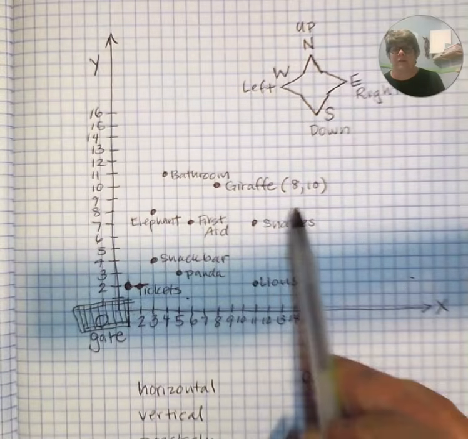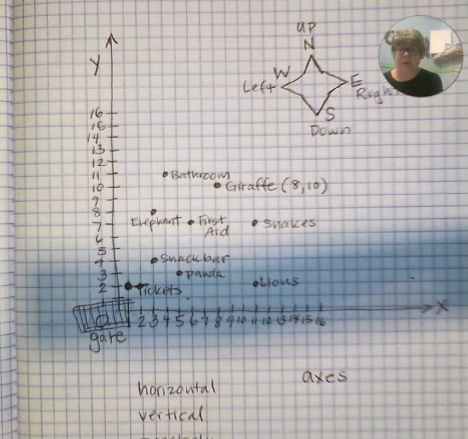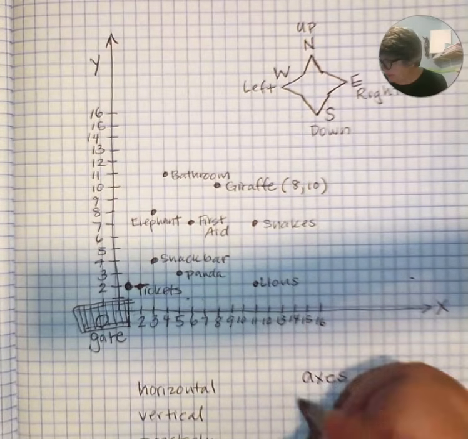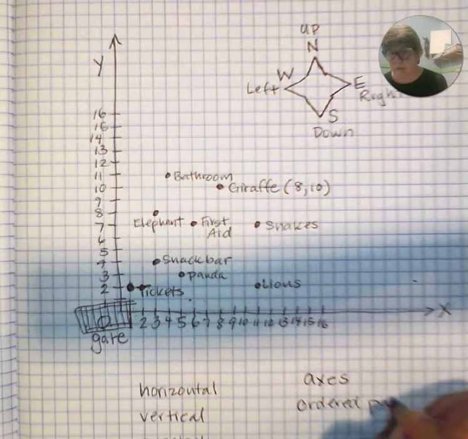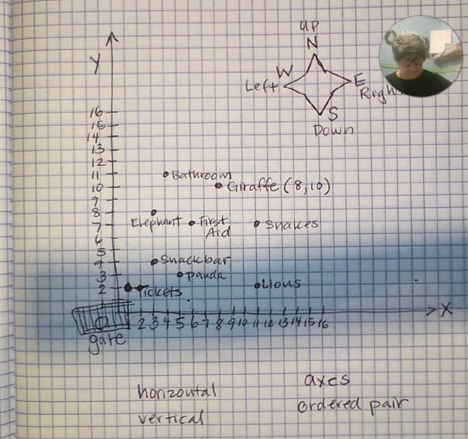Always x coordinate first, followed by y coordinate. Just a little review, make sure that you are working on that ordered pair, x coordinate, y coordinate. Remember, ordered pair is the name of those two, right? A pair is two, like a pair of shoes, 2 numbers together. All right, very good.